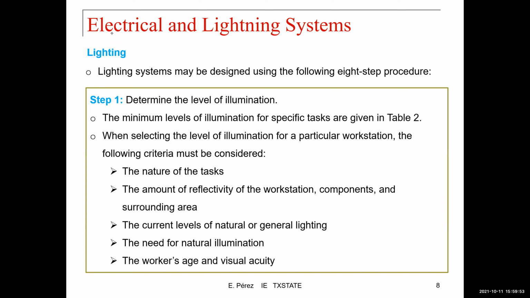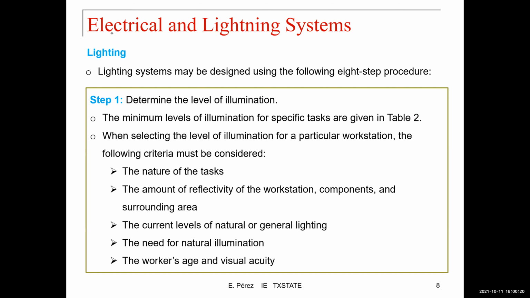So a lighting system may be designed using the following 8-step procedure. First, we're going to determine the level of illumination that is needed for the facility, and that will depend on the type of operation that you're going to be performing inside the facility. The minimum level of illumination for specific tasks is given in table 2. I'm going to show that in a minute.